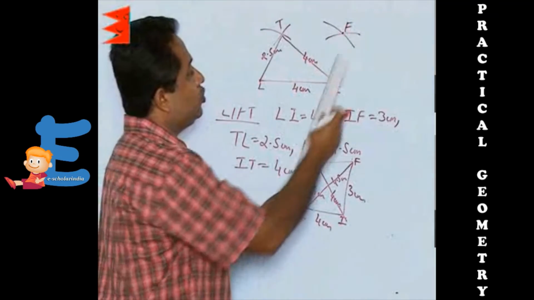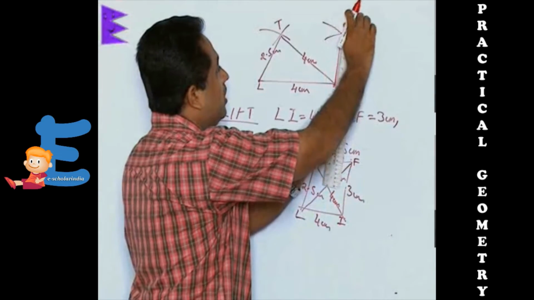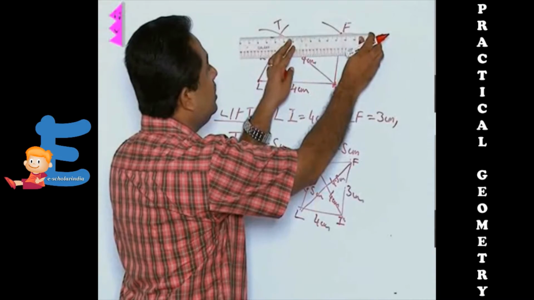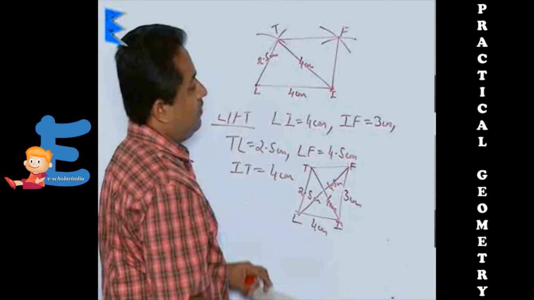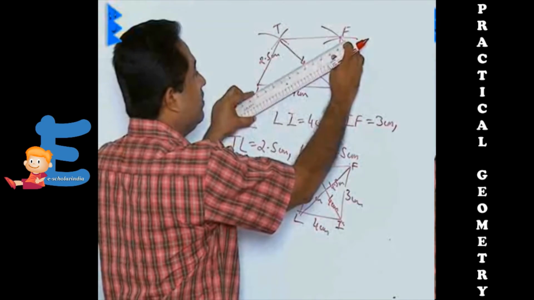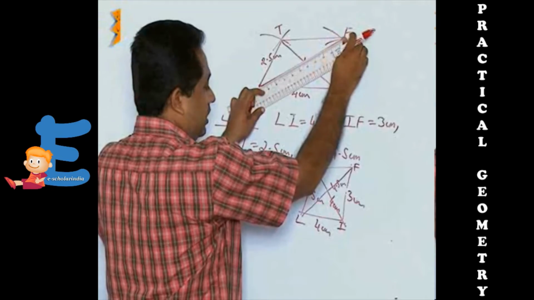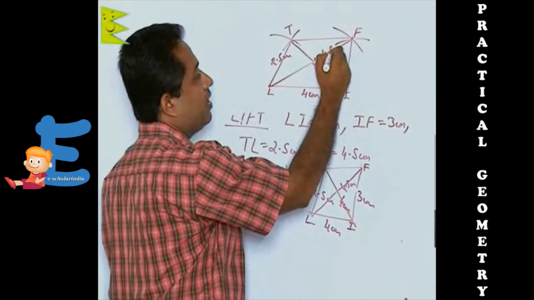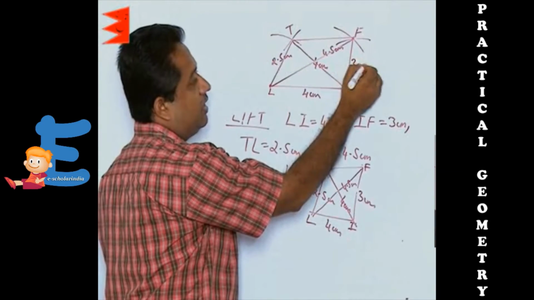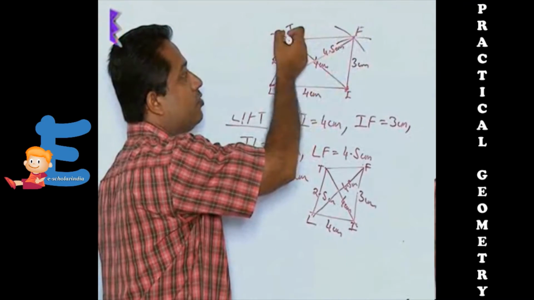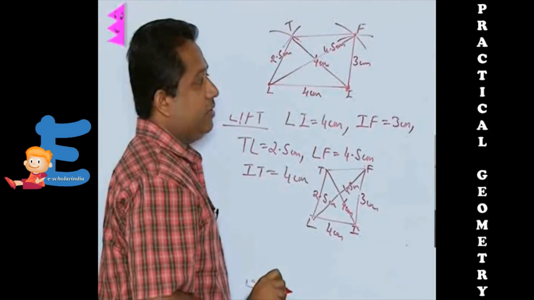Now we are going to join these 2 points, F to I, and we are going to join F to T. So we can say that LIFT is the required quadrilateral, and this we have already measured and seen. The length of this diagonal is 4.5 centimeters. So we have 2 diagonals, 4.5 and 4. This is of course 3, and this was not required. We just have to join FT. We get the required quadrilateral LIFT.